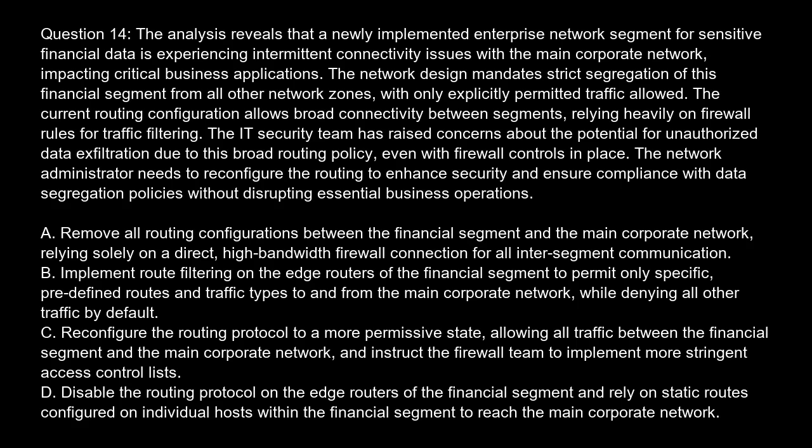Option C. Reconfigure the routing protocol to a more permissive state, allowing all traffic between the financial segment and the main corporate network, and instruct the firewall team to implement more stringent access control lists. Option D. Disable the routing protocol on the edge routers of the financial segment and rely on static routes configured on individual hosts within the financial segment to reach the main corporate network.